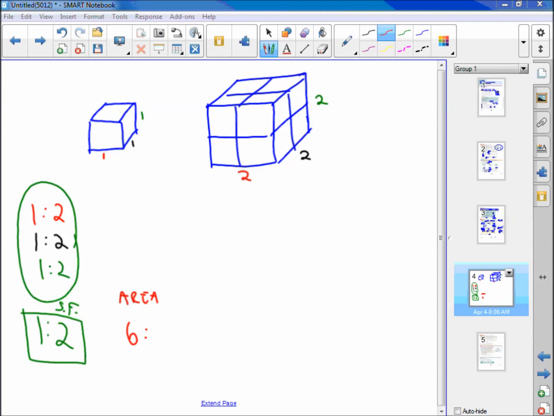And for the other one, there are 1, 2, 3, 4 squares on each face of the cube, and there are 6 faces. So 6 times 4 gives me 24. If we reduce this, we get a scale factor of 1 to 4. Okay, and then we'll do volume.